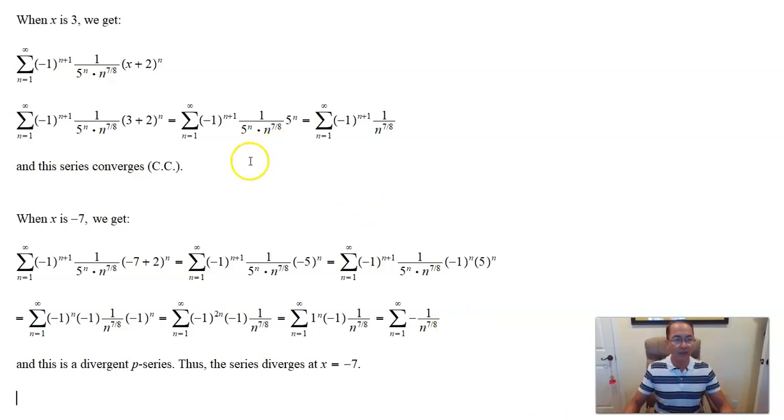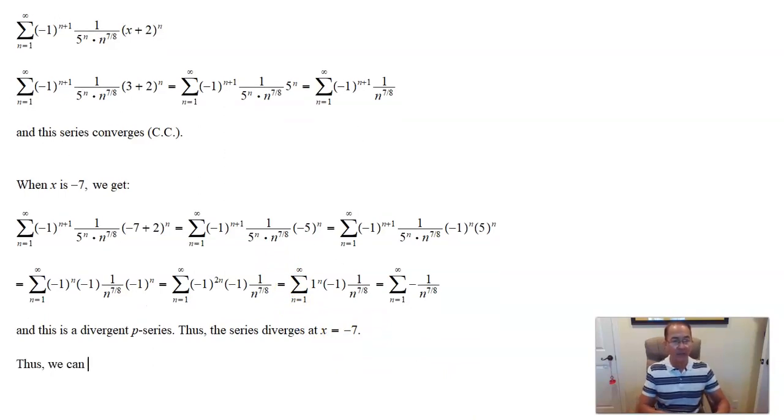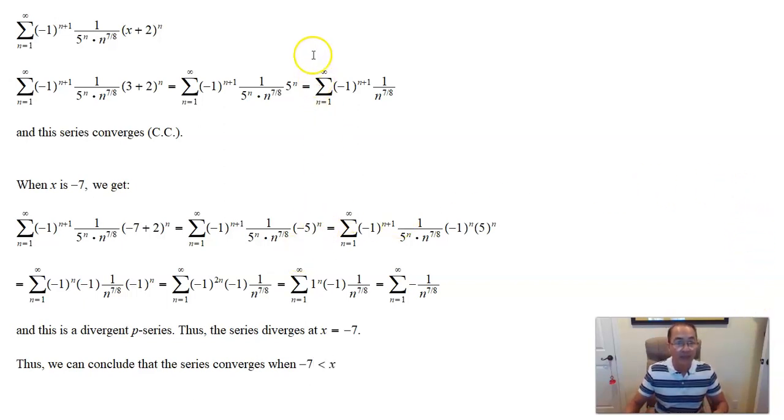Okay, so what are our conclusions? When x is 3, the series converges. When x is negative 7, the series diverges. Okay, so thus we can conclude that the series converges when x is between negative 7 but not equal to negative 7 and less than or equal to 3. Okay, it diverges at minus 7, but it converges at 3.